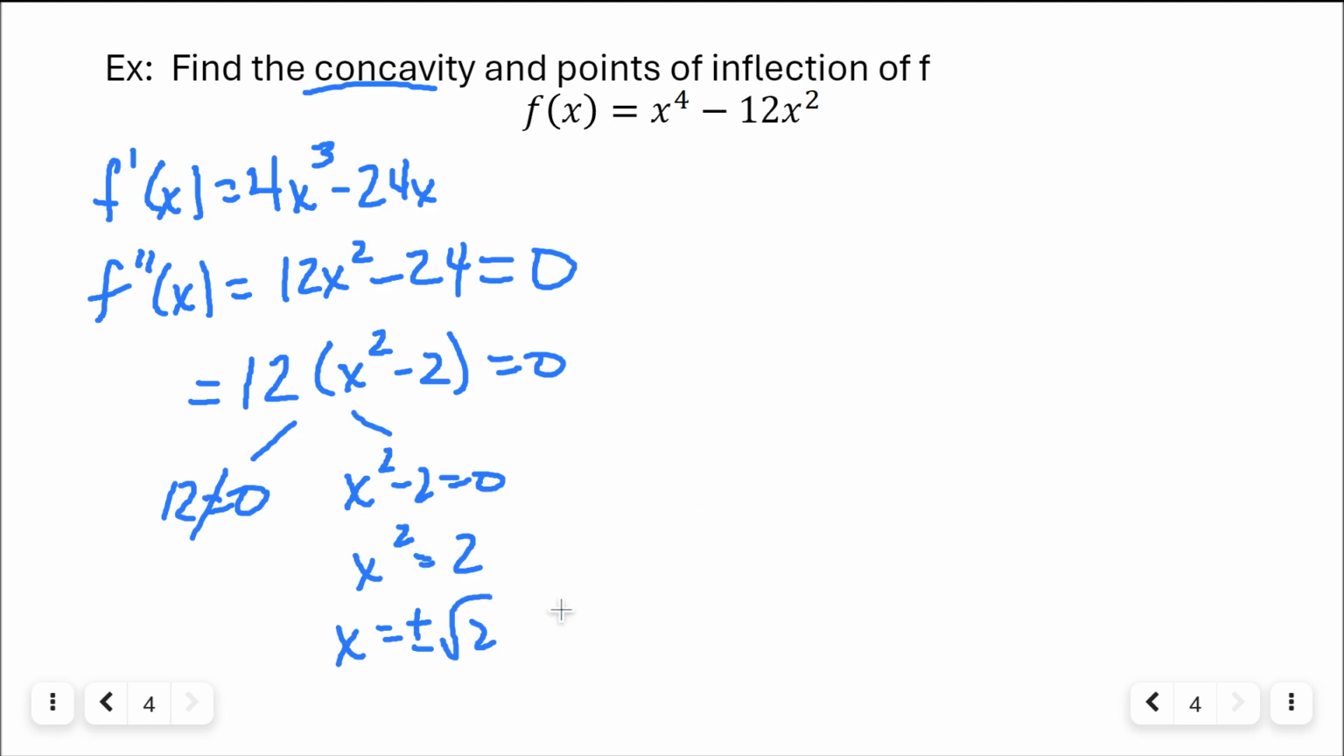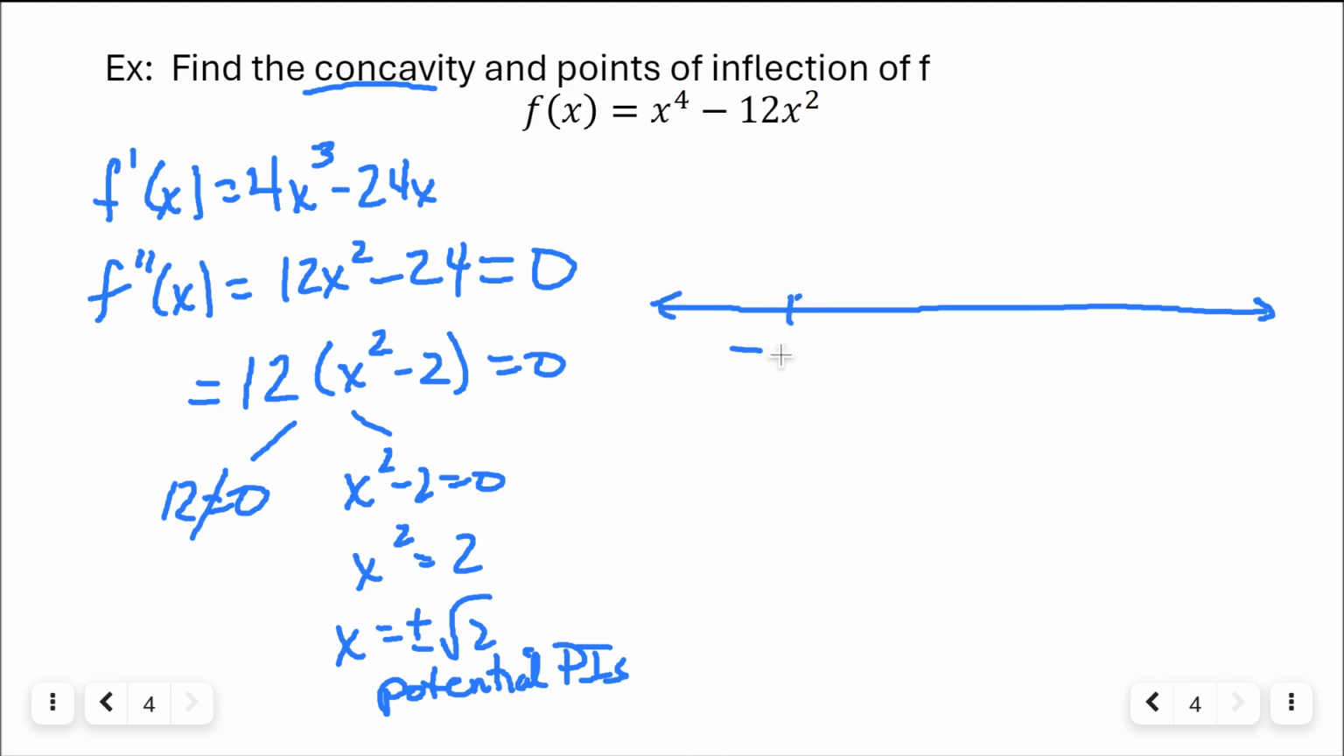So now, these are my two potential PIs. They may not be PIs, they might be. Okay, just like the first derivative equal to 0 would be your critical numbers. They could be a min, they could be a max, they might not be. All right, so now what am I going to do with these potential PIs? Well, I already know what to do. I'm going to put them on this number line here.